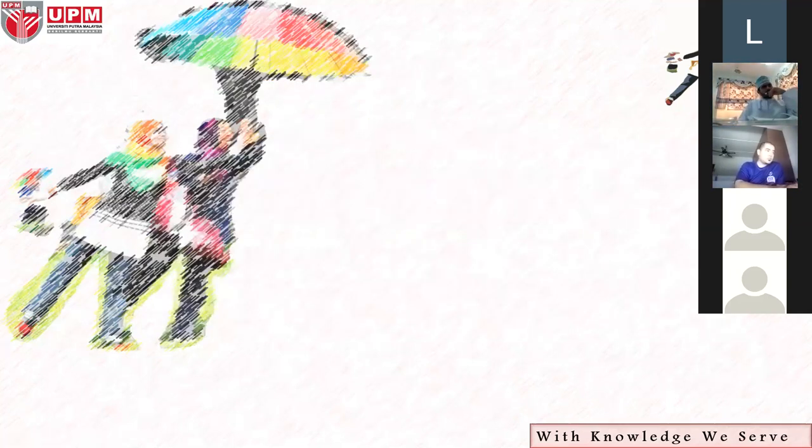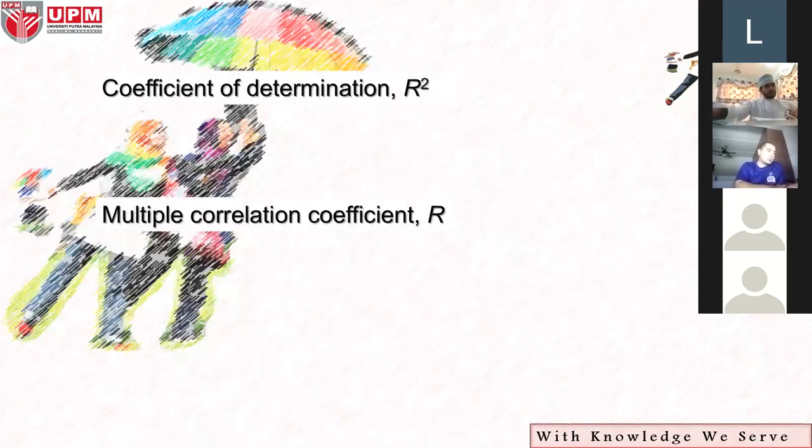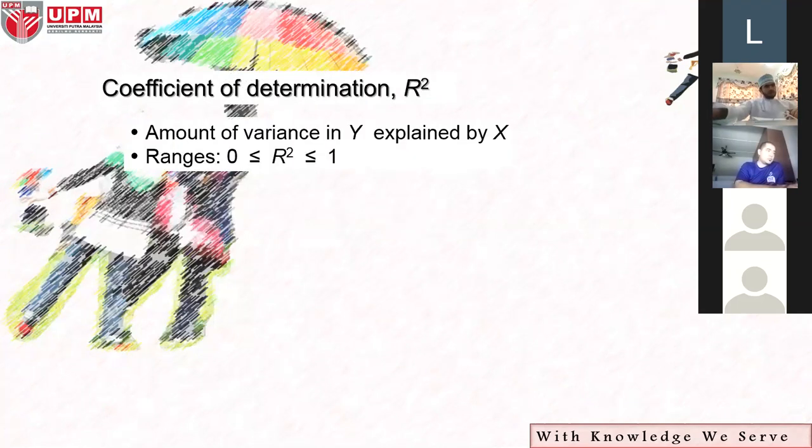Okay, this additional summary is the interpretation. The coefficient of determination R square is the amount of variance in Y explained by X. The value may range from 0 to 1. The lowest will be 0, the highest will be 1. The value of R square will always be positive. If you get a negative value, something is wrong somewhere.